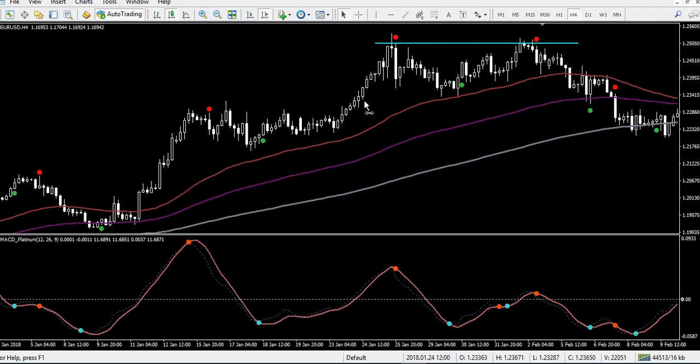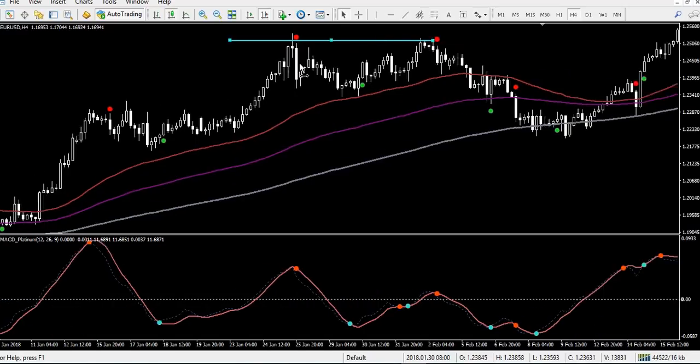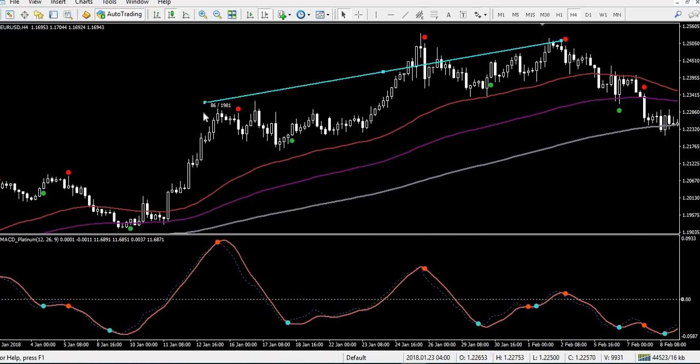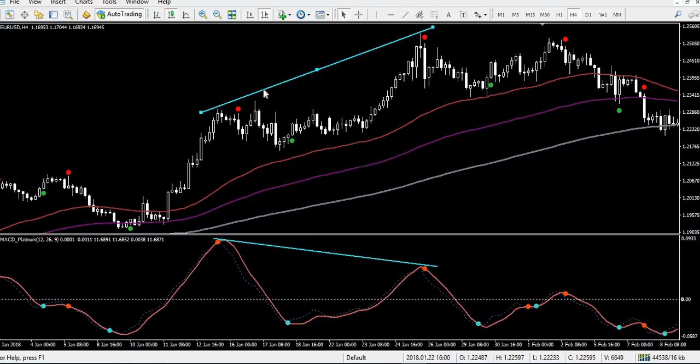Let's have a look. Here's a divergence. I'll just move this. You'll spot these divergences when you get practice. Look at that, big divergence. Price is heading up, MACD's heading down. So that's a regular bearish divergence, so it's a counter trend trade. Take the sell in there.